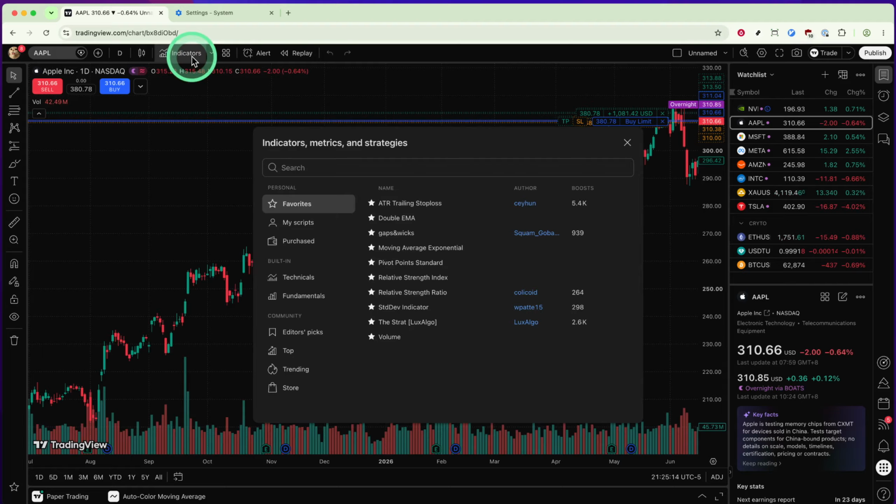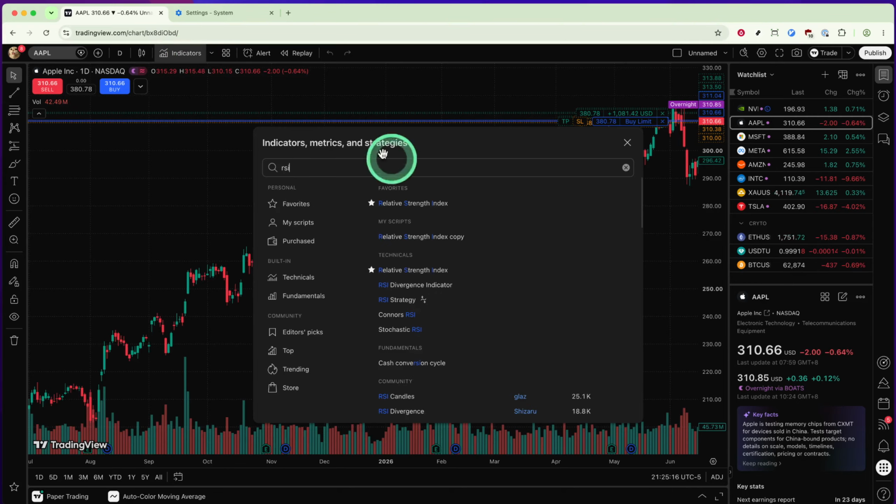In the search bar that appears, type in RSI. This is the quickest way to find what we're looking for, rather than scrolling through the full list. From the search results, select the option labeled Relative Strength Index.